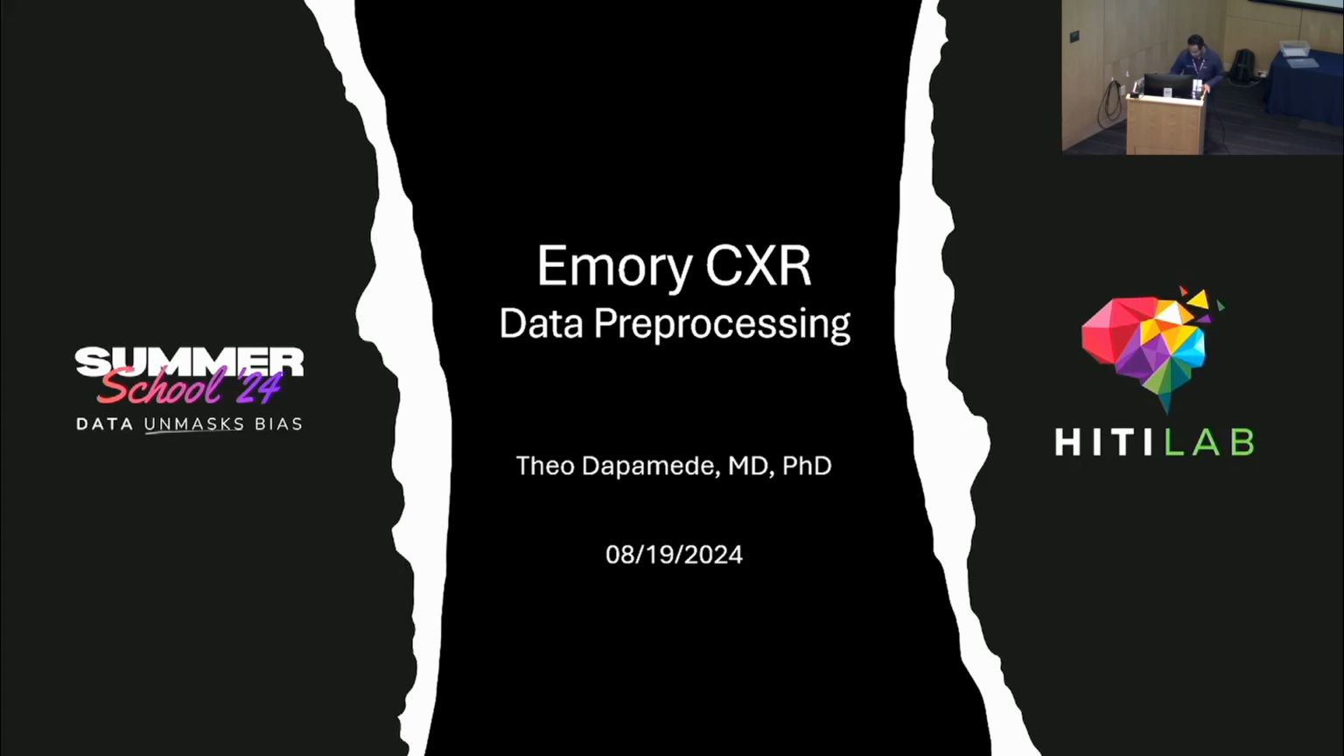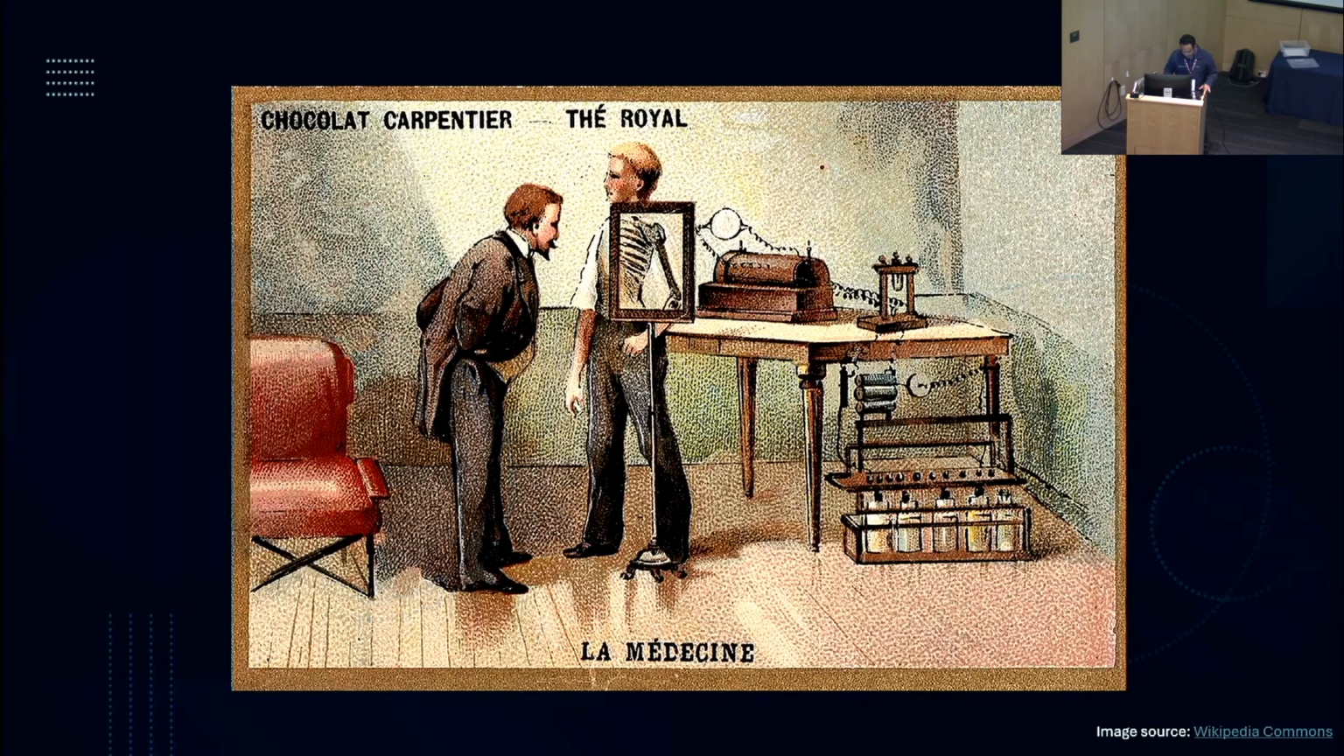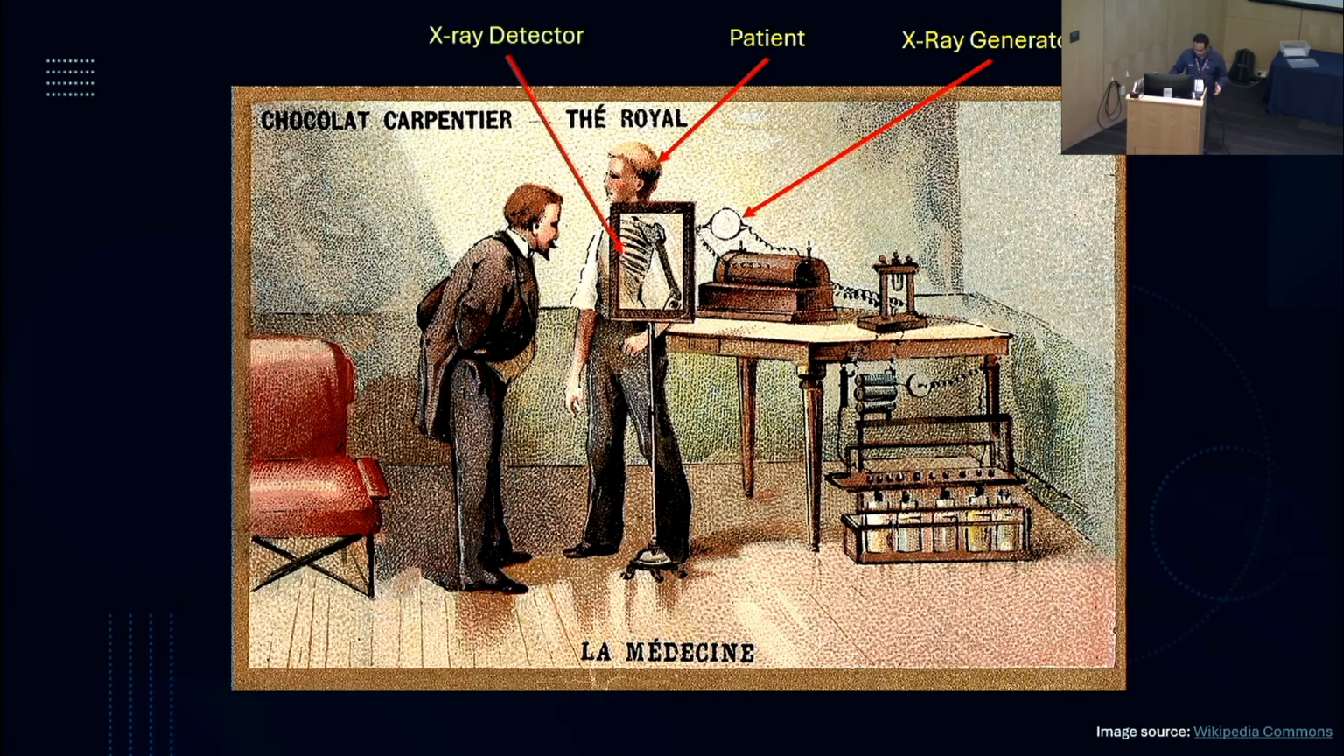So just a little bit of background quickly. This is how the X-ray system works. A very oversimplified version: we have the patient, we have the X-ray generator, and we have an X-ray detector here, and also we have the image processing system. And this image processing system in the early days was just the radiologist or the image technician.